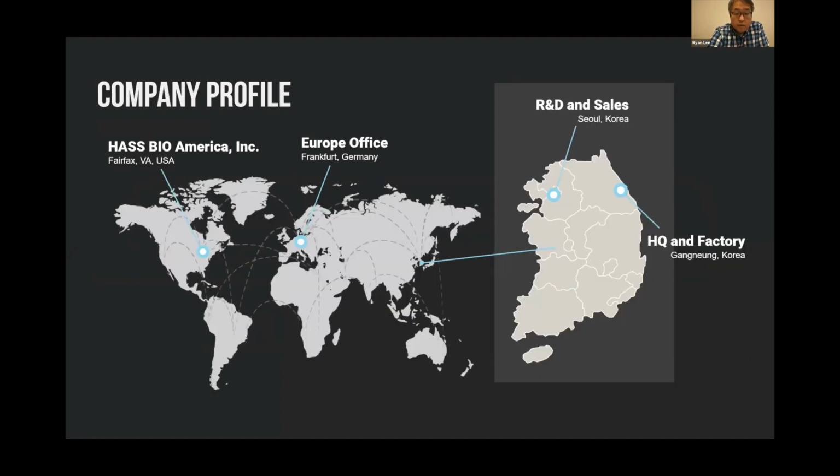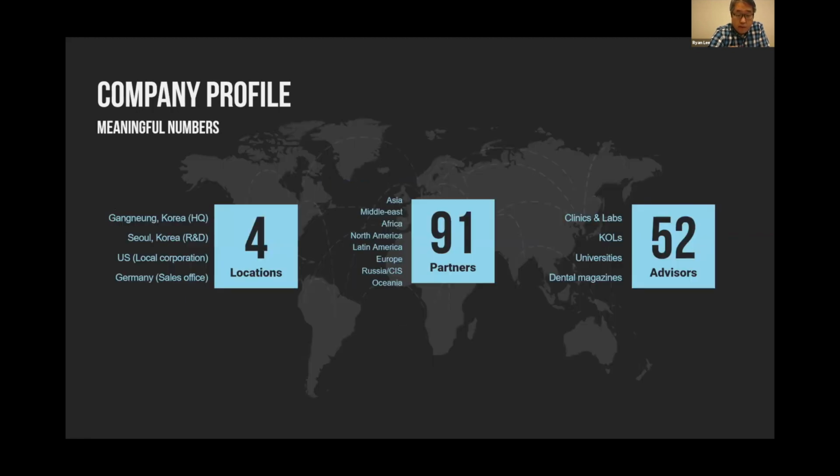So here is the company information around the world. The US office is in Fairfax, Virginia, and the European office is in Frankfurt, Germany. Our R&D and sales office is in Seoul, and the headquarters manufacturing factory is on the east coast of South Korea. So we have 4 locations, as I mentioned. Also, we have 91 business partners around the world, and over 50 KOLs.